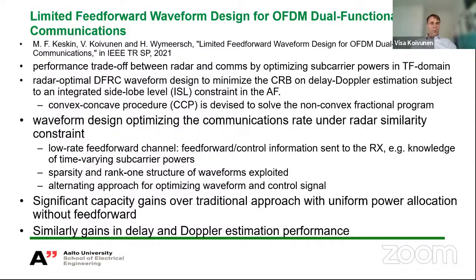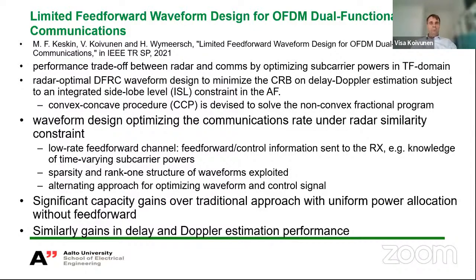And then there is also an effort to optimize these waveforms in order to get the desired communication rate, whereas the constraint for the radar will be the similarity constraint. In order to do that, we are using a low-rate feed-forward channel, and the transmitter will send feed-forward information through a low-rate communication channel to the receiver, and then the receiver will be able to do its job better.